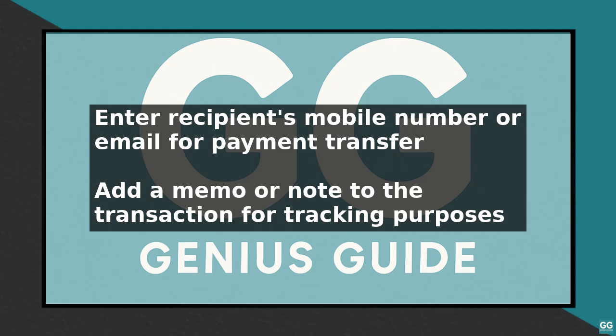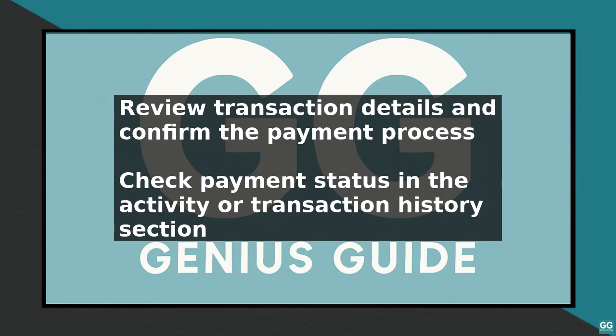To check the status of your payment, go to the Activity or Transaction History section within the Zelle app or your bank's app. Here, you can view the status of your payment, which may be pending, processed, or failed. If a payment fails, it is usually due to incorrect recipient information or insufficient funds.